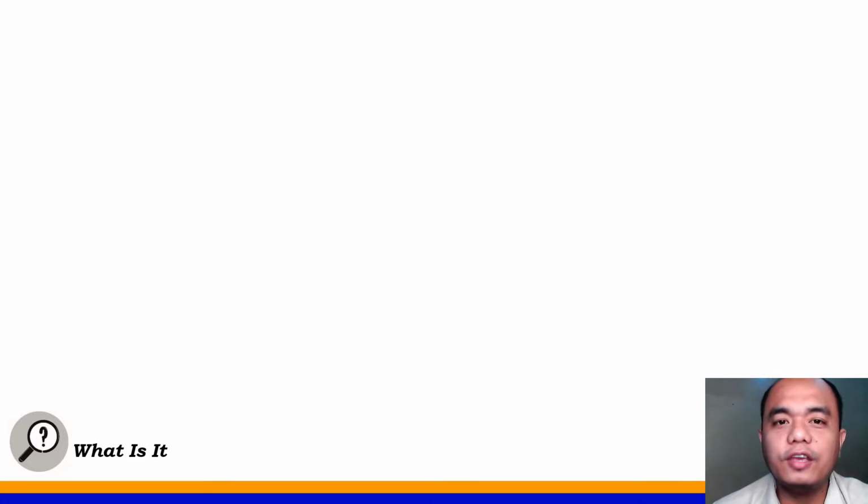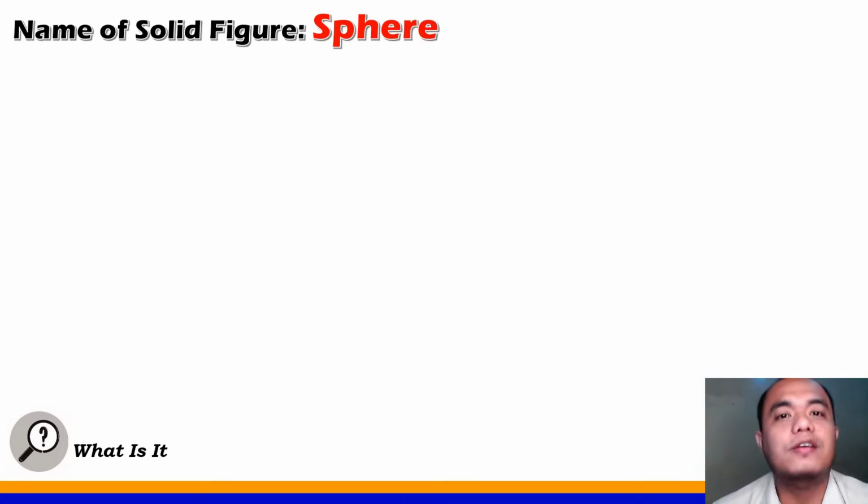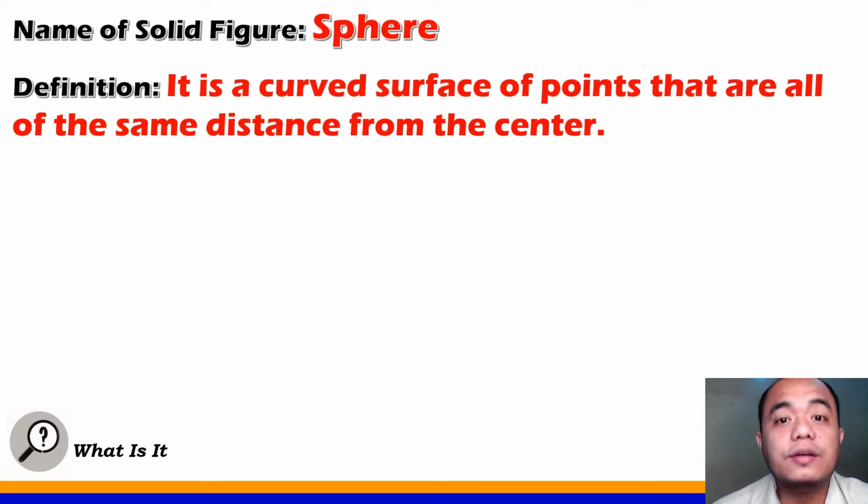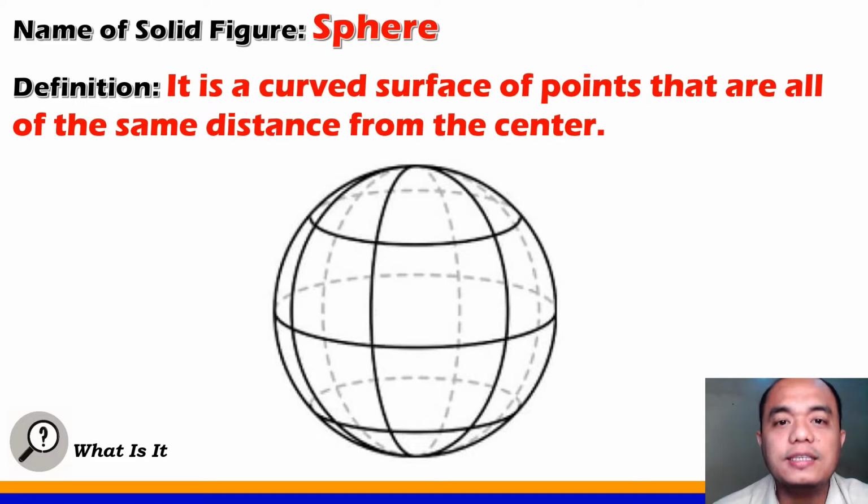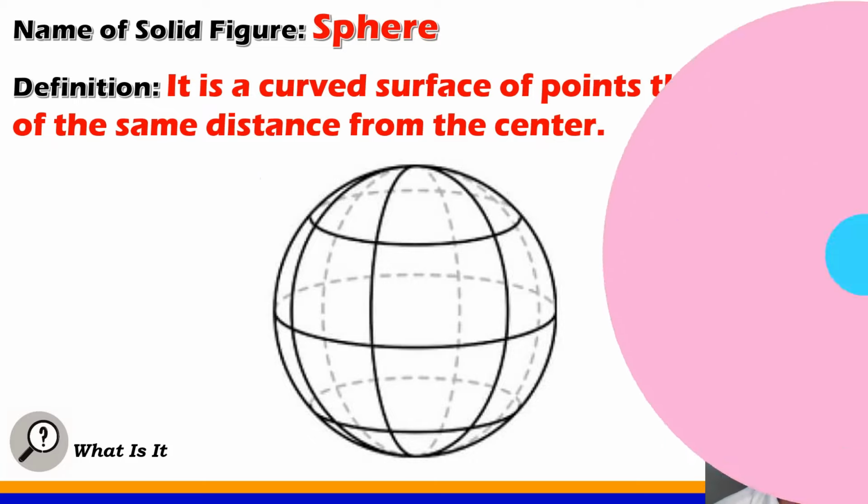The next solid figure is the sphere. And how do we describe a sphere? A sphere is a curved surface of points that are all of the same distance from the center. And this is how a sphere looks like. So, it is curved as you see here. It has a curved surface of points. And these points are all the same distance from the center of the sphere.